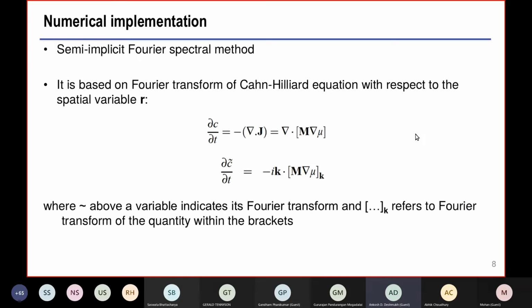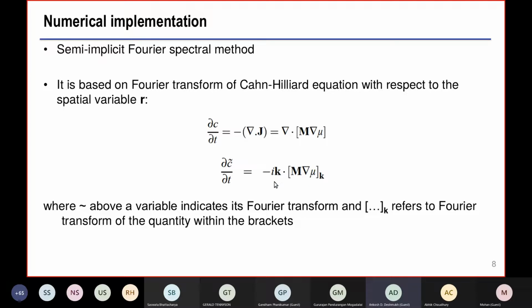Coming to the numerical implementation, we have used the semi-implicit Fourier spectral method, as mentioned. It was clearly discussed previously by Professor Saraswati Bhattacharya. Here I am showing the equation in real space, and the similar equation in Fourier space, which is represented with a tilde as a variable in the Fourier space, and k is a vector, with integer components, which is associated with the Fourier space.